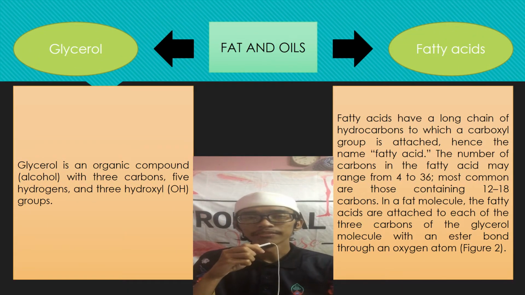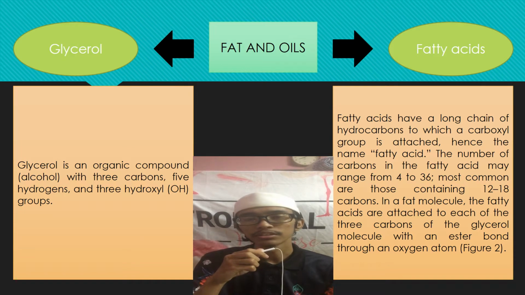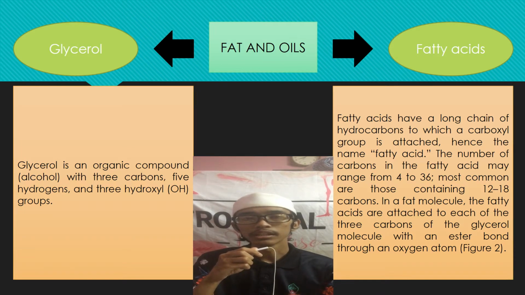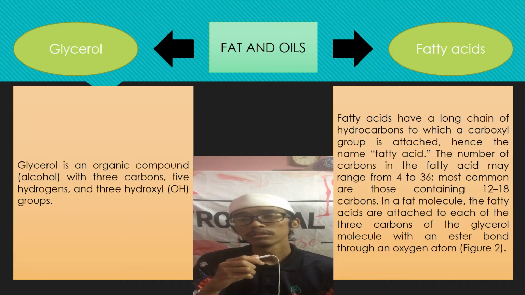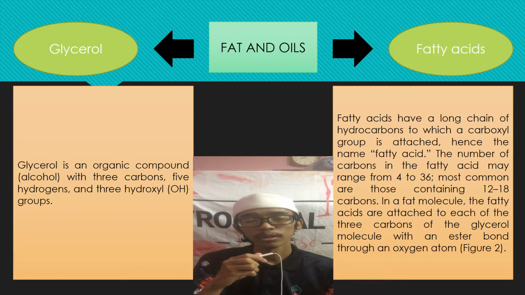In fats and oils, a fat molecule consists of two main components, which are glycerol and fatty acid. Glycerol is an organic compound which is an alcohol with 3 carbons, 5 hydrogens, and 3 hydroxyl OH groups. Fatty acid has a long chain of hydrocarbons to which a carboxyl group is attached, hence the name fatty acid. The number of carbons in the fatty acid may range from 4 to 36. Most common are those containing 12 to 18 carbons. In a fat molecule, the fatty acids are attached to each of the 3 carbons of the glycerol molecule with an ester bond through an oxygen atom.